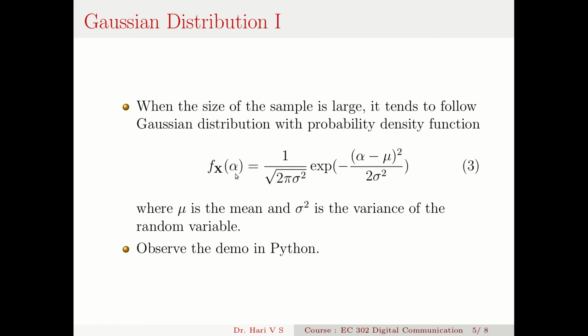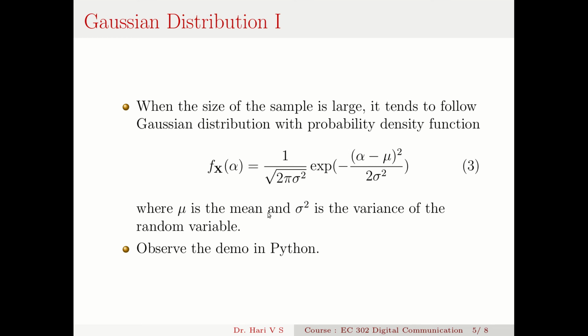I will come to mean and standard deviation when we discuss the moments, or expectation, statistical averages. I assume that you learned this in the prerequisite course, probability and random variables. So mu is the mean, sigma square is the variance and sigma is the standard deviation of the random variable. One thing of interest is this is of the form N(mu, sigma square). If mu equals 0 and sigma square equals 1, it conveniently defaults to f_X(alpha) equal to 1 by root 2 pi e raised to minus alpha square by 2. Okay, that's an N(0,1) process.